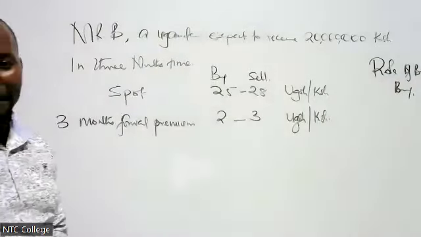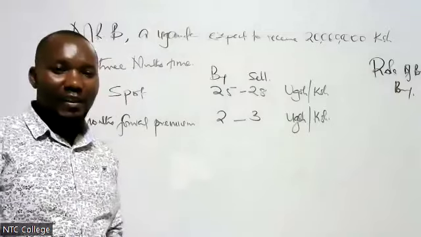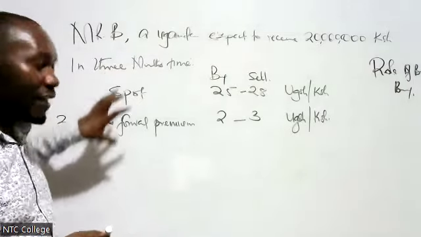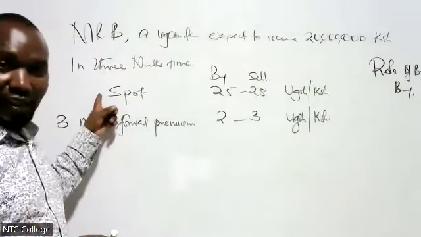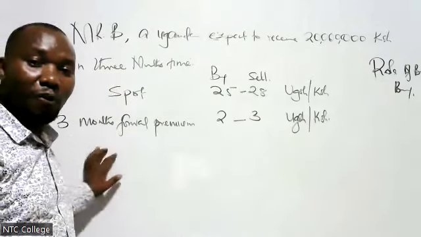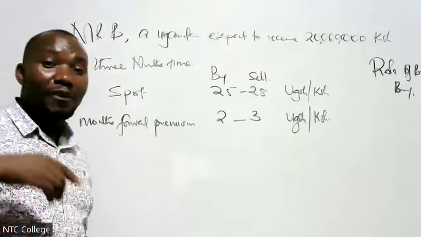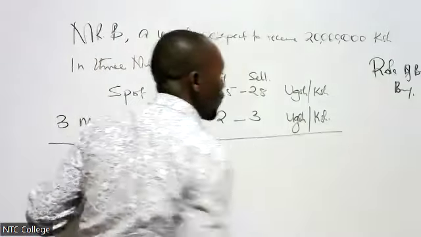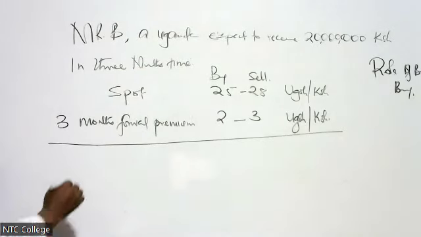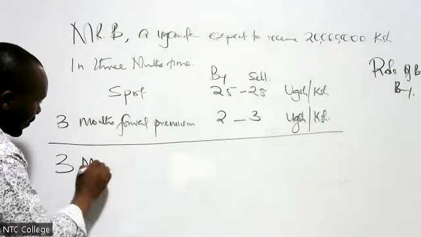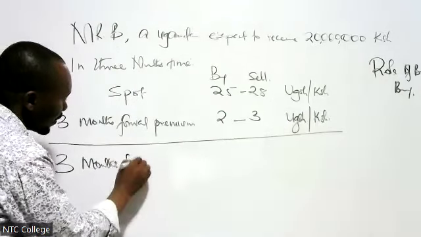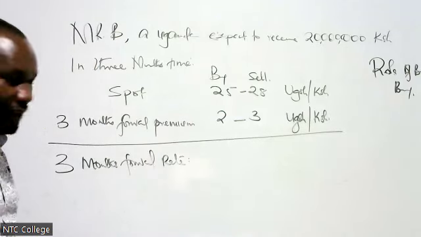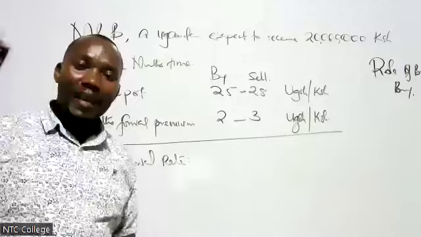That step is done. The next step you are coming to is that we don't have the 3 months forward rate. What we are given is the spot rate and the 3 months forward premium. We say that for every premium you do what? So that we get the 3 months forward rate. For premium we subtract. For discount, always add.